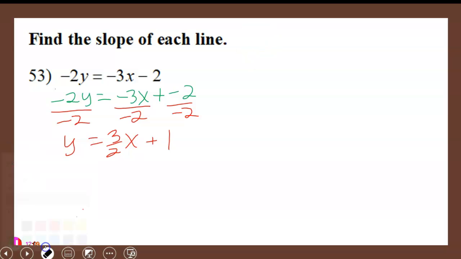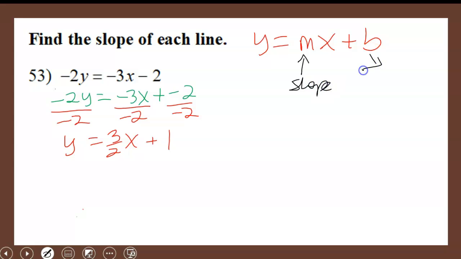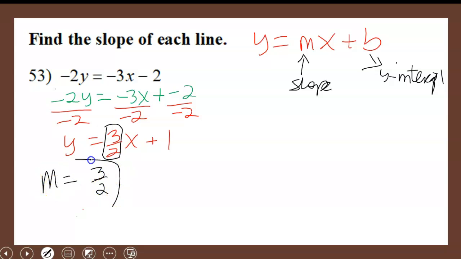the linear function here, y equals mx plus b. So this is the slope. Okay, that's the slope. Any number, the coefficient of x, which means any number that is multiplying x, and this is the y-intercept. Okay, where the line crosses the y-axis. So from solving for y, we see that this is the slope. So the slope equals 3/2.